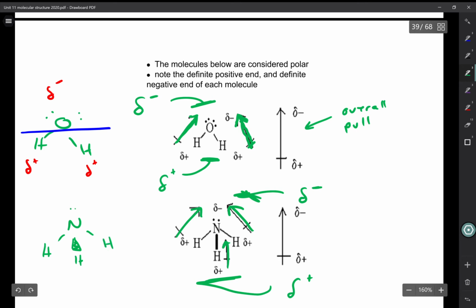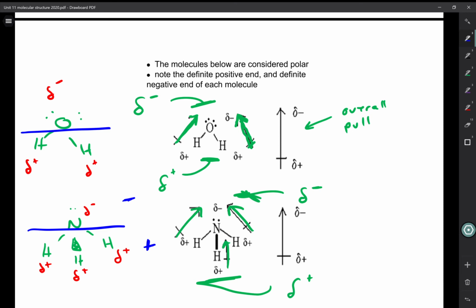All right, so with NH3, partial positive, partial positive, partial positive, partial negative, and again, draw the line right there, negative end on top, and a positive end on bottom. There you have it, polar molecules using the line test.